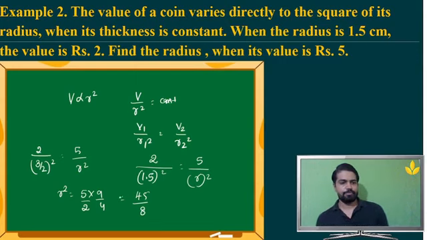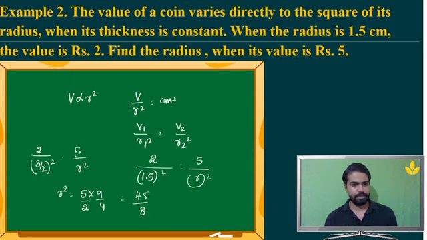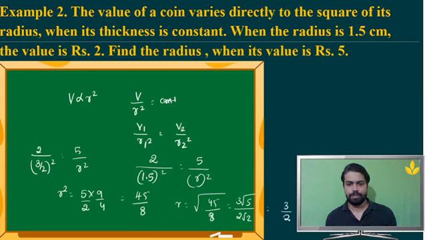45 by 8. I'm not wrong. Yes, everything is correct. So radius is going to be square root of 45 by 8. So I can take that 9 outside, it will become 3 divided by 2 root 2. So I can say the answer is going to be 3 by 2 root of 5 by 2. That will be the radius of the coin.